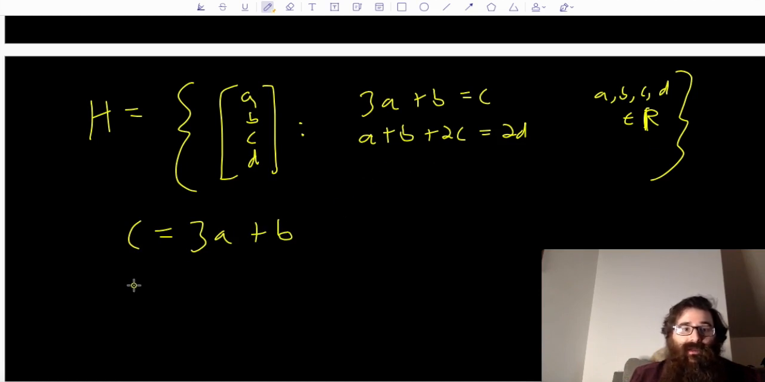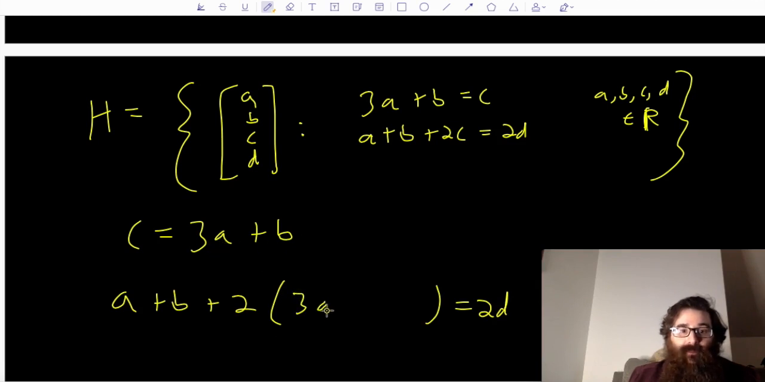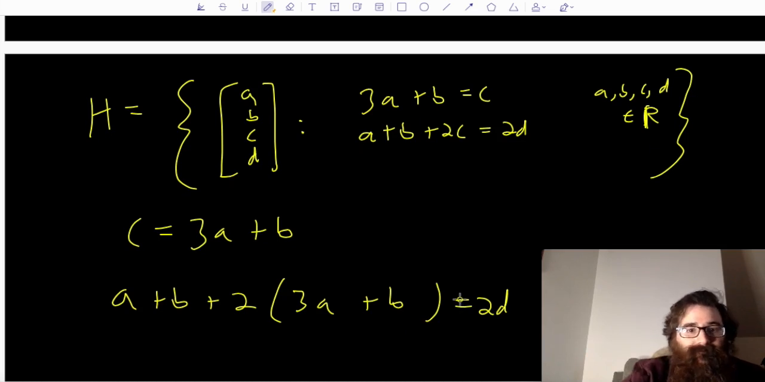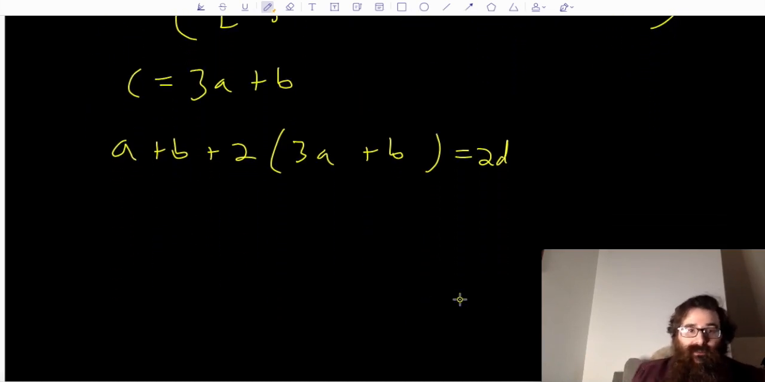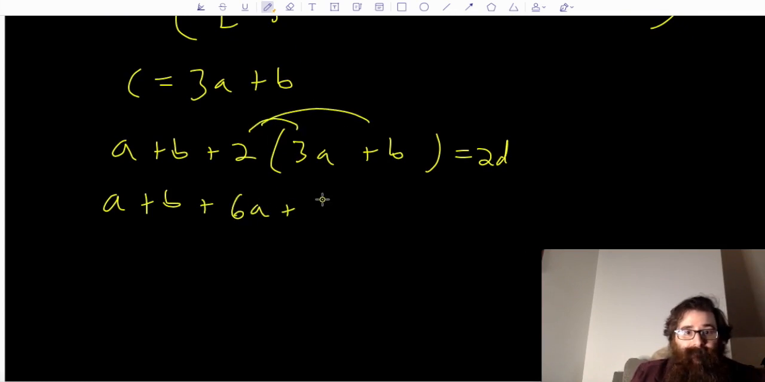But then with the other equation, we have A plus B plus 2 times C equals 2D. And here 2 times C, but C I can replace with 3A plus B, and that's equal to 2D. Let me work with this other equation a bit. So that's A plus B plus distributing, I get 6A plus 2B, or not.